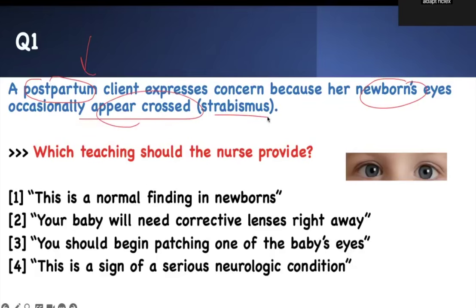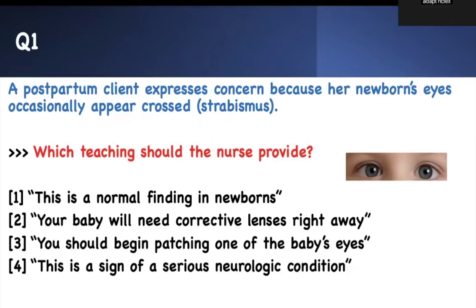And then what did the mother see? It appeared that the eyes are crossing over sometimes. This is what the mommy is seeing: one is getting closer to the other. What do you teach the mother? Is this a normal newborn finding? Would this baby need glasses? Do I begin to patch one of the eyes? Is this a serious neurological problem? What do you think? This is what we call strabismus.